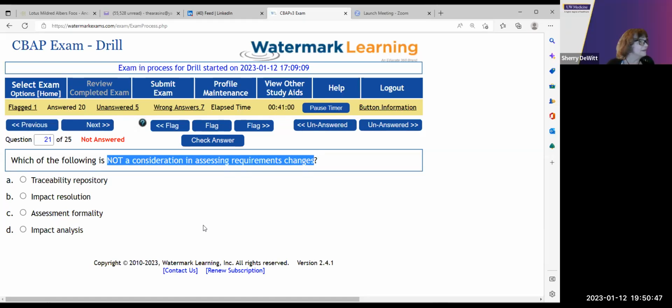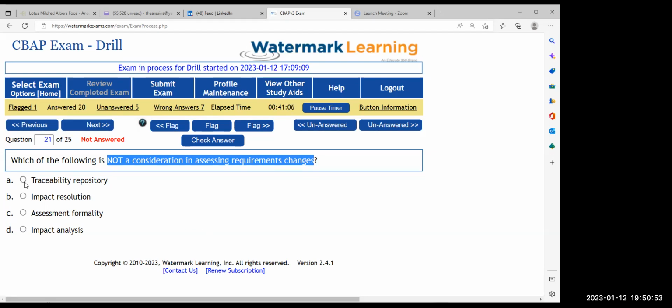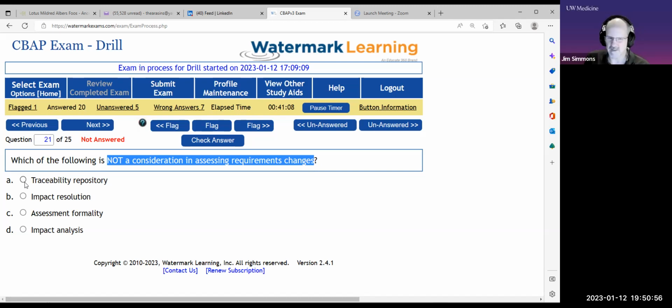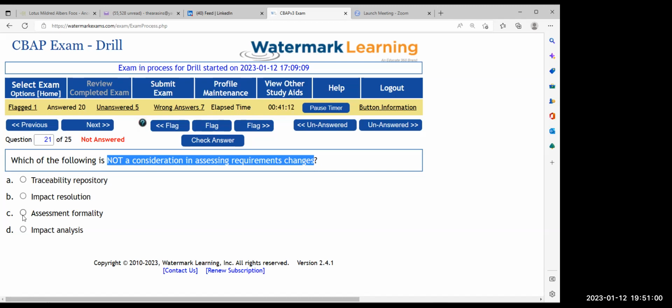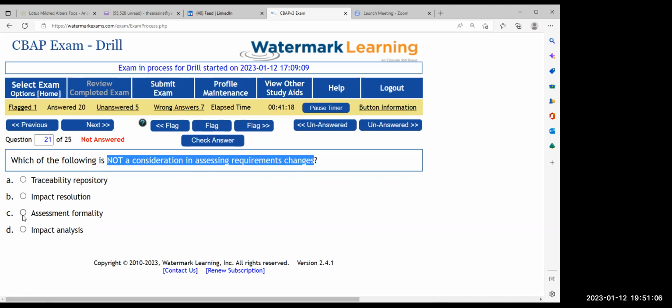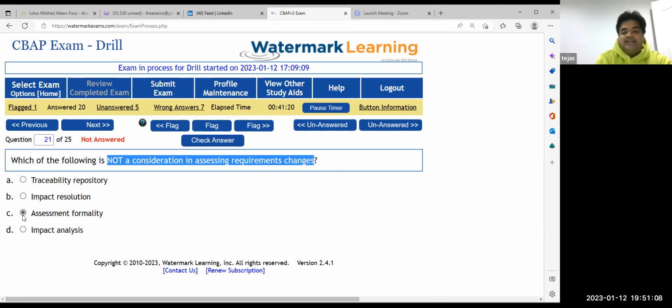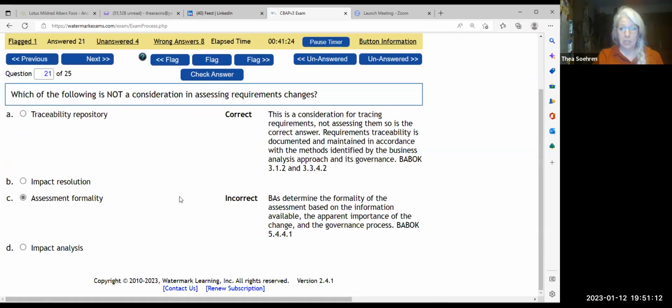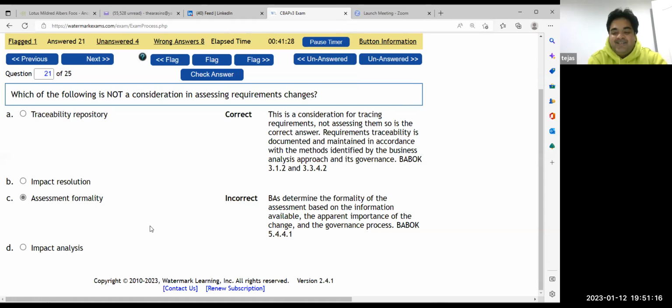I think C. Why, because not A? I've heard of it. Assessment formality. What is that? I've never heard of that. Is that a real thing? That's what I'm saying. I don't think it is. It doesn't seem familiar to me. Right. Assessment formality. That's what it is. Not a consideration. Okay, and I'm gonna trust it. And Jennifer again was right. Darn it. I want you to know she was right.